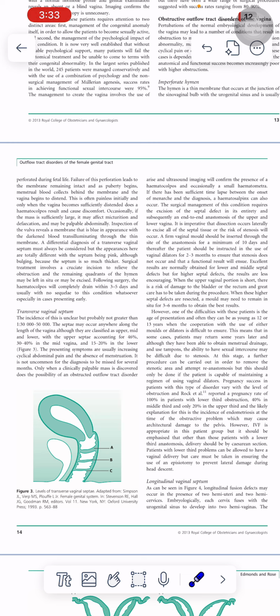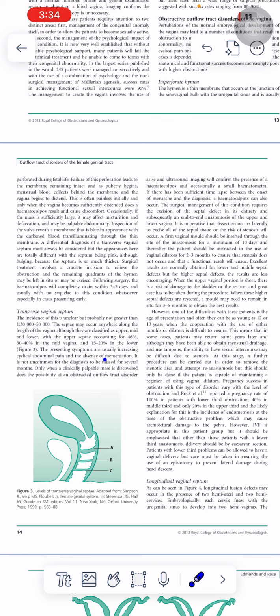The septum may occur anywhere along the length of the vagina, and is classified as upper, mid, or lower third, with the upper septum accounting for 46%, 30 to 40% in the mid vagina, and 20% in the lower. This is one of the SBAs in the exam, asking at which level the septum more commonly occurs. You have to choose the upper part, because the percentage is higher there, 46%.